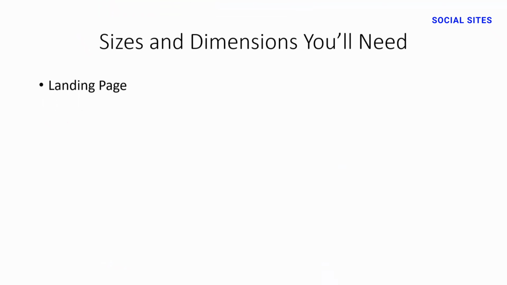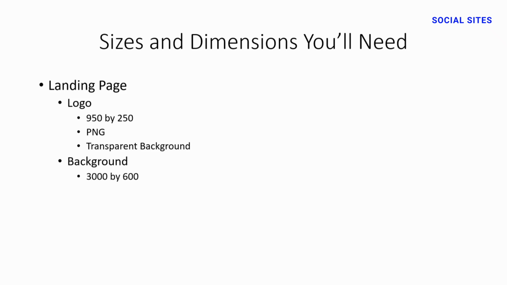Now there's also a landing page that you're being given and you're going to be able to use along with your videos that will require you to have a logo. The logo will need to be 950 by 250. You'll need to use a PNG with a transparent background. You're also going to have a background image that will need to be 3000 by 600, as well as another background image which is 1920 by 720.